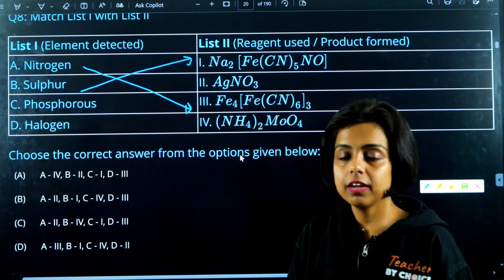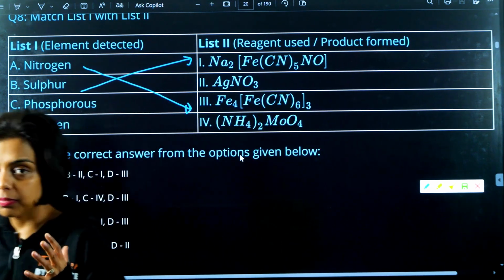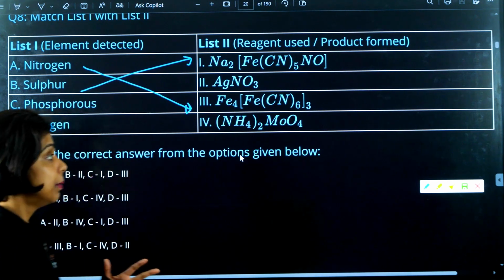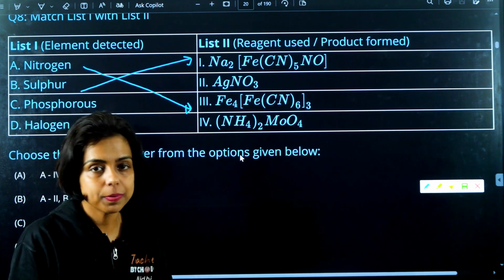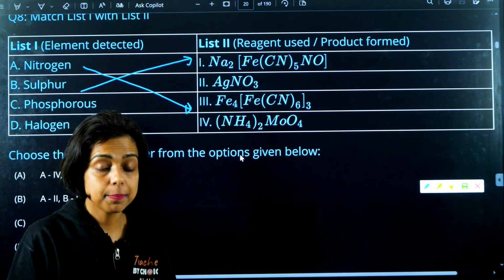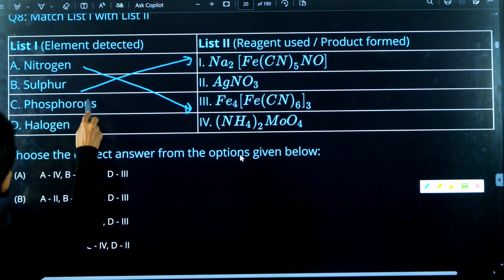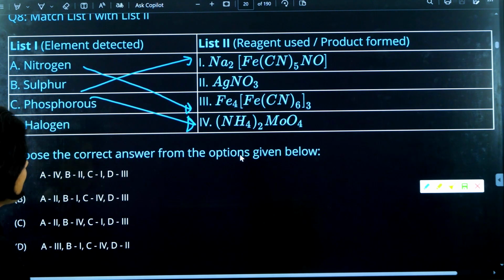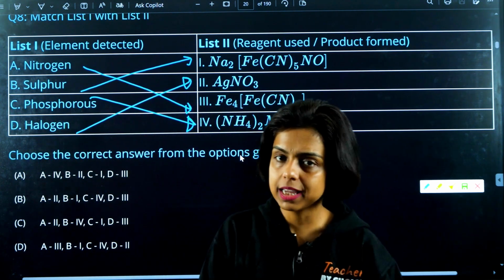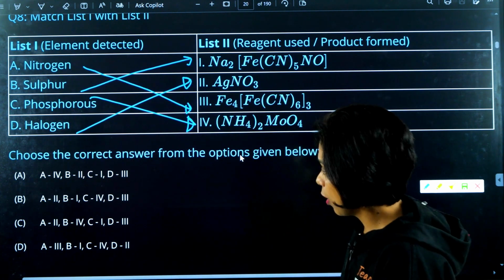Phosphorus, if phosphorus is there and you add ammonium molybdate, on addition of ammonium molybdate, you get yellow precipitate of ammonium phosphomolybdate that detects the presence of phosphorus, or you can say phosphate ion, right? The yellow precipitate formation. So phosphorus can be detected by this. And halogens, of course, halogens. On adding AgNO3, AgCl white precipitate, AgBr pale yellow precipitate, AgI yellow precipitate. So I hope you got your answer.